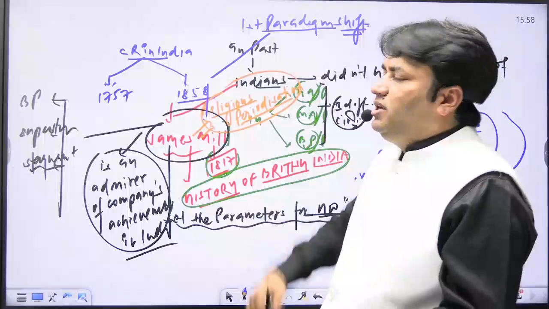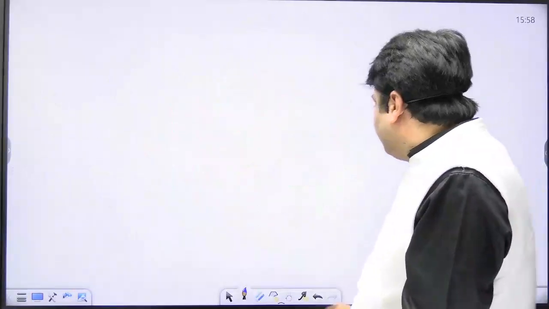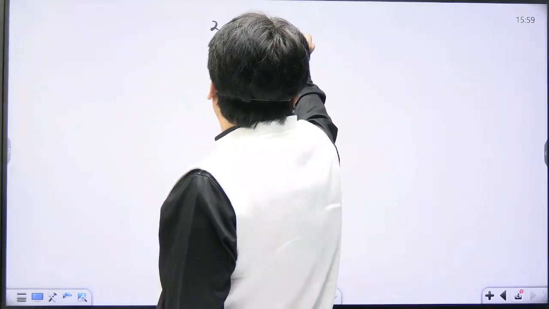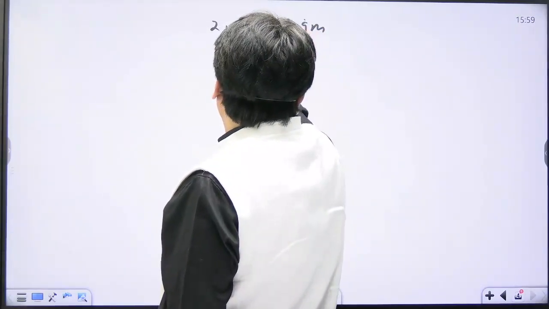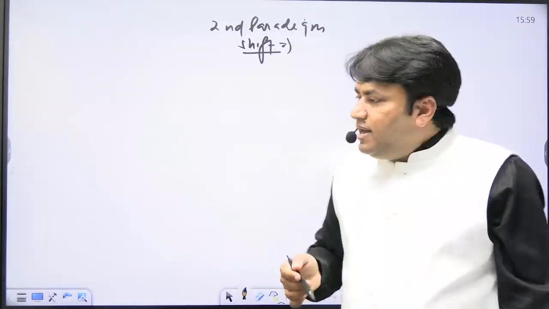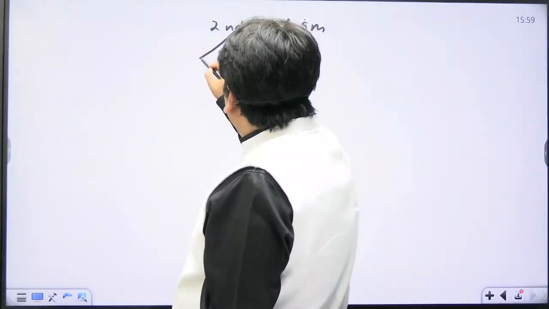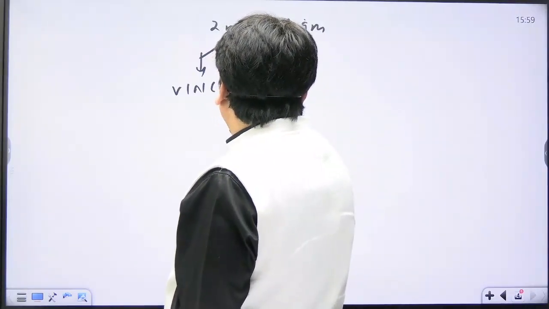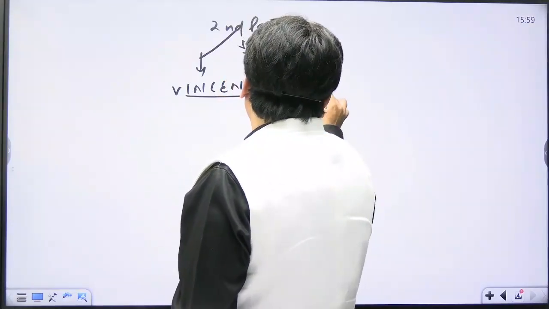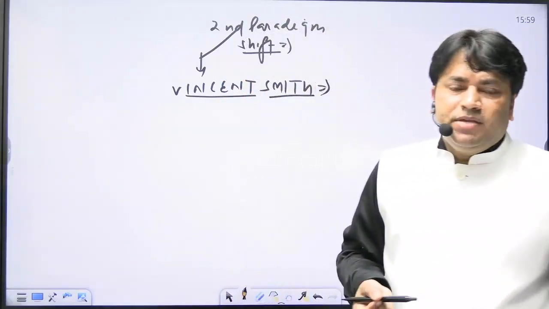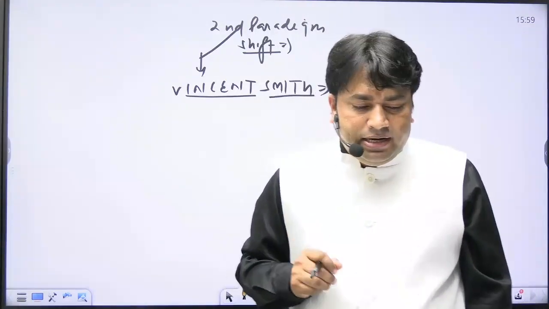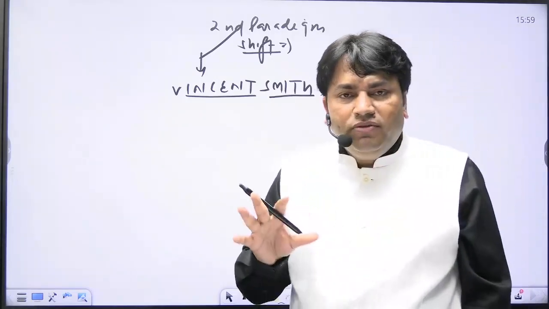Now the question is, what is the second paradigm shift in Indian history writing? This we need to understand. The second paradigm shift comes with another scholar, and the name of this scholar is Vincent Smith. And why am I calling it the second paradigm? There is a reason. He wrote a book, the Oxford History of India.